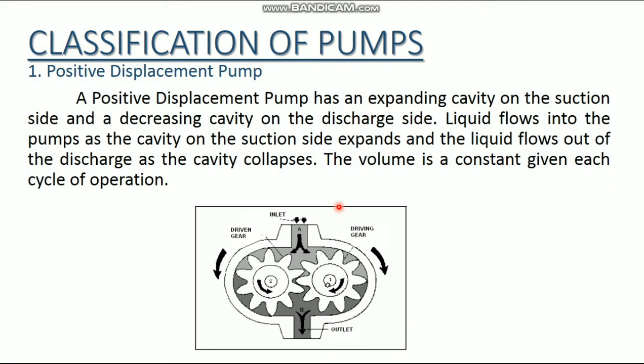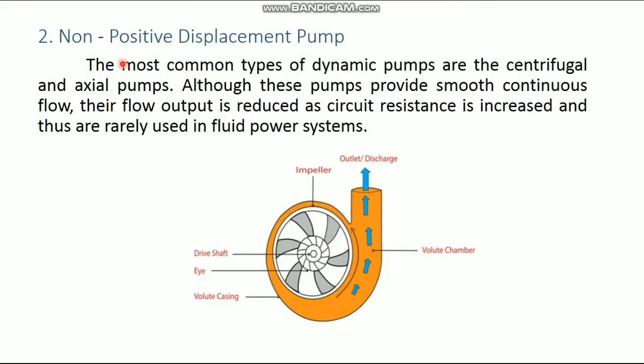Then we can see the non-positive displacement pump. The most common types of dynamic pumps are the centrifugal and axial pumps. The non-positive displacement pumps are also called dynamic pumps. An example of this type of pump is the centrifugal pump. Although these pumps provide smooth continuous flow, their flow output is reduced as circuit resistance is increased, and thus they are rarely used in fluid power systems.